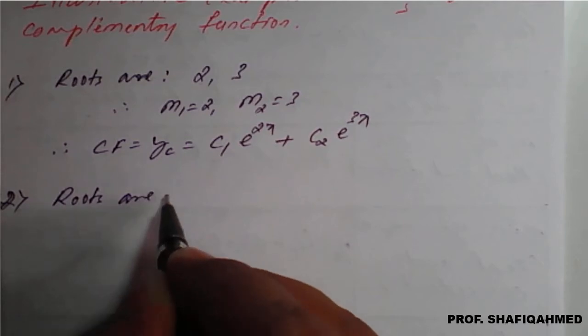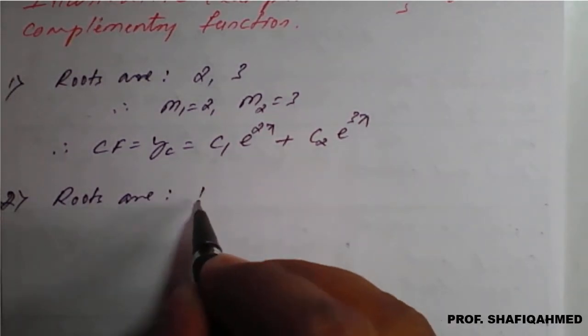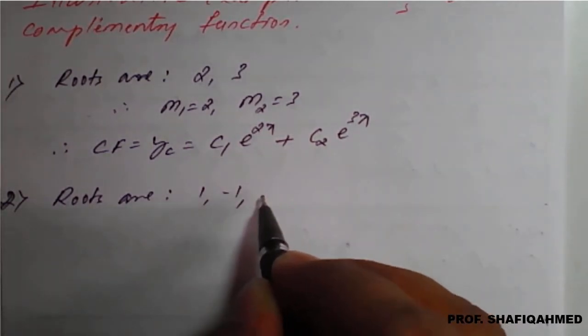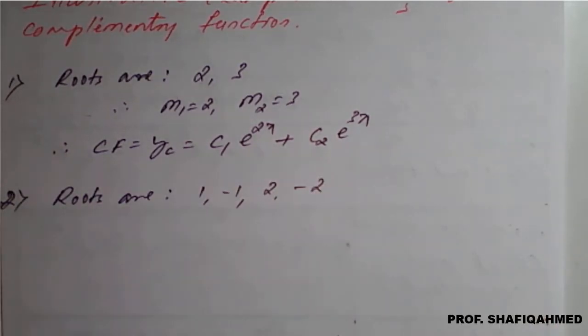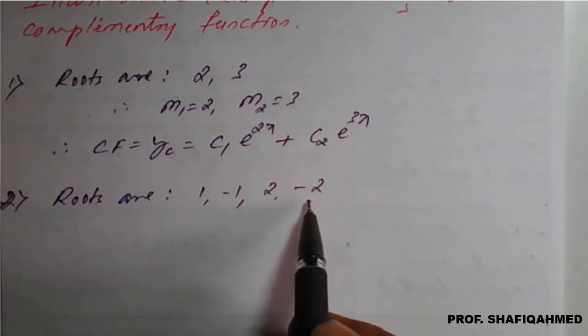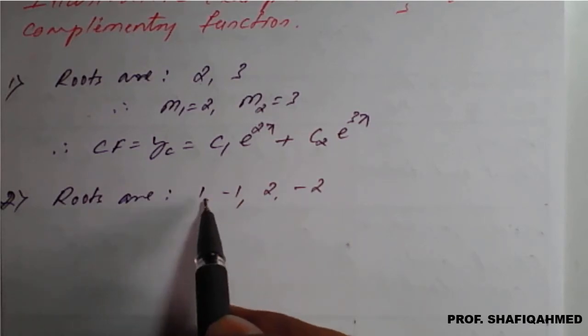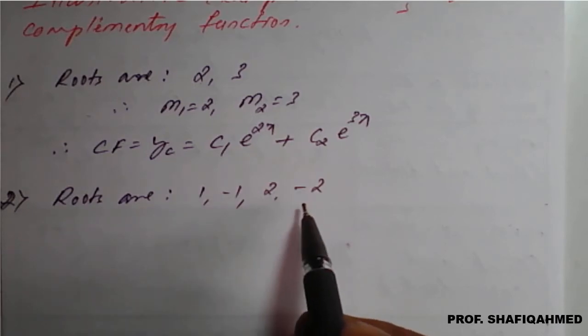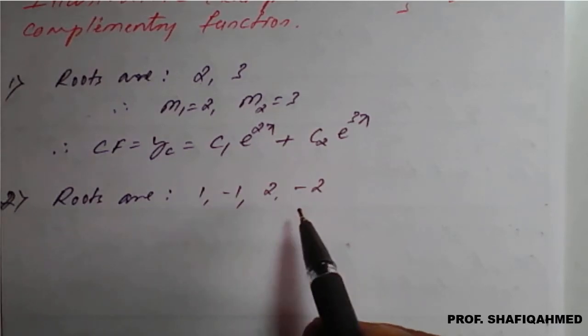Roots are 1, minus 1, 2 and minus 2. You can observe here, the roots are real but again distinct. One is not equal to the other, because of opposite signs. So how to write the roots, just see here.